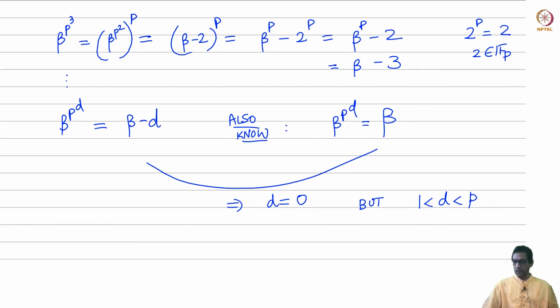So d is 0 is a contradiction. See, if d is p, then it's okay. If d equals p, then of course it means that p is just 0 in a finite field of cardinality p, or any characteristic p field. Okay, so that completes the proof.